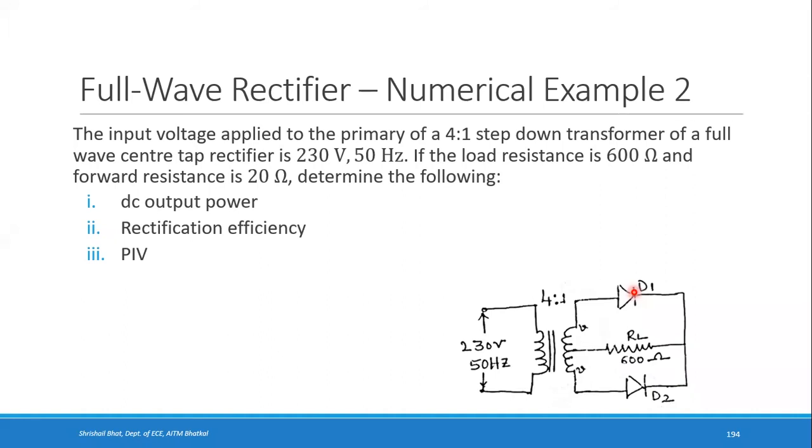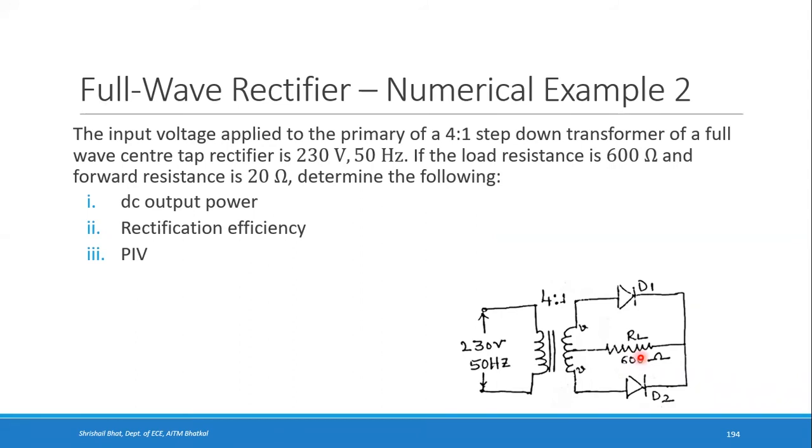How to find this? You have been given the turns ratio, 4:1 step down transformer of a full wave center tap rectifier. Okay, it is a center tap rectifier, means you are using two diodes. The circuit is also given in the problem. Even if they do not give it, the statement covers everything. Still, you can solve it. The load resistance is 600 ohms. Input is given as 230 volts, 50 hertz, supply voltage. Then the forward resistance of diodes is 20 ohms each. How to proceed? See, here the turns ratio is given as 4:1.